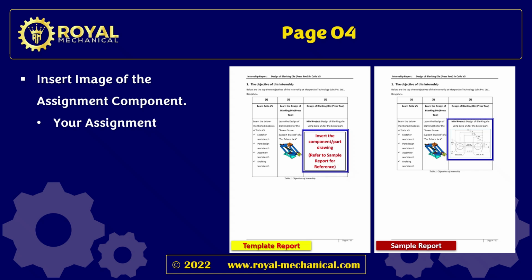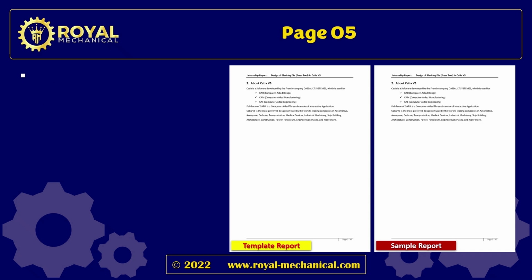Page 4 is about the objective of the internship. As you know, this free online internship for mechanical engineers aims to teach CATIA V5 and design press tool using CATIA V5. On this page, insert the image of the assignment component. Page 5 is about the CATIA V5. You don't have to change anything on this page.